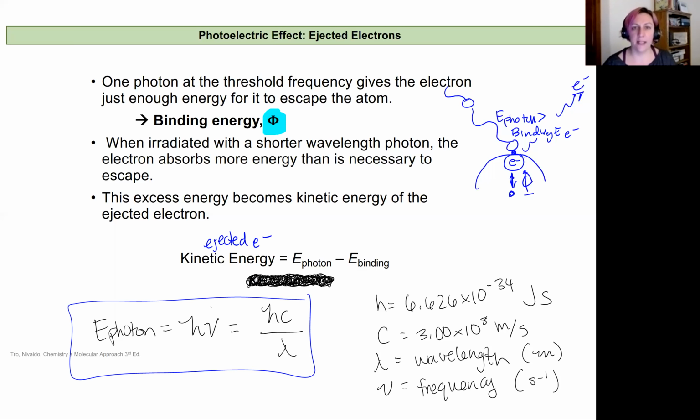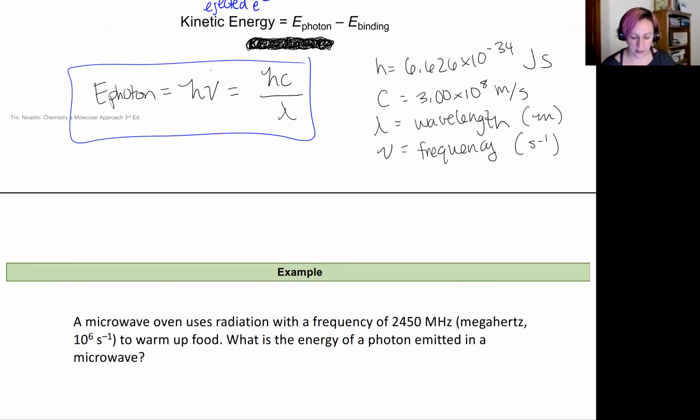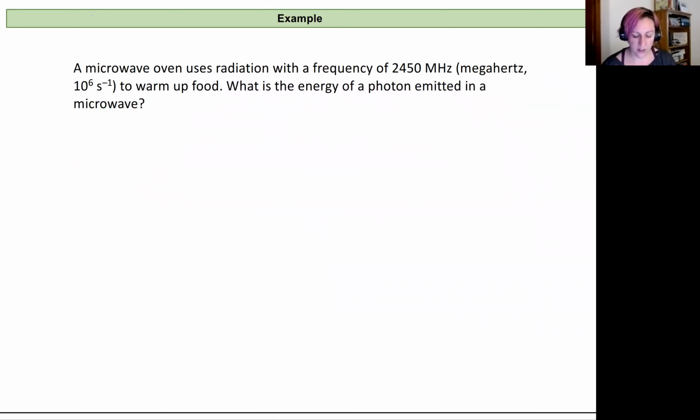So let's try applying this in an example. We have a microwave oven. It's using radiation with a frequency of 2,450 megahertz, which is really inverse seconds, right? Hertz are inverse seconds. And it does this to warm up food. So what is the energy of a single photon that's emitted within a microwave? That photon would go and hit your food and convey some energy to it.